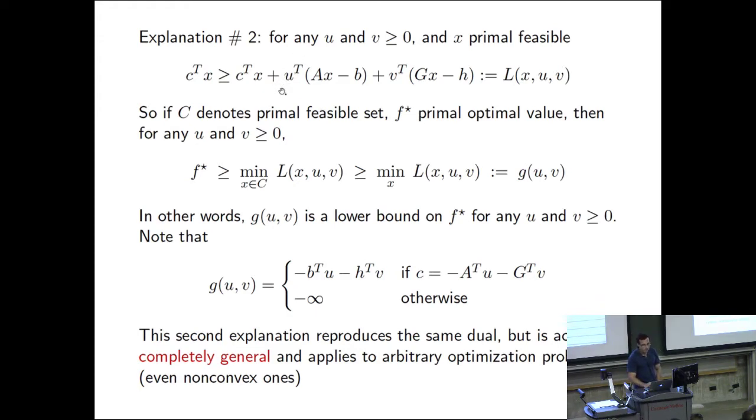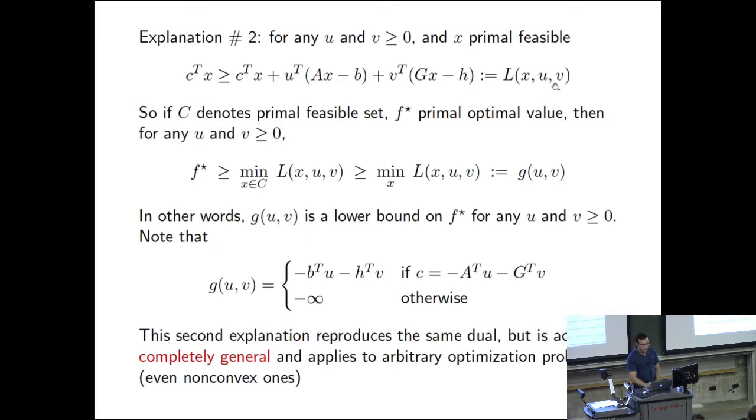So the second explanation starts off with a very similar observation, which is in fact the same observation. It's that this is less than or equal to 0, okay, when x is feasible and v is bigger than or equal to 0. And we use that to say that actually the criterion c transpose x is bigger than or equal to c transpose x plus this. Okay, we call this the Lagrangian. It's a function of x, our primal variable, and u and v are dual variables.